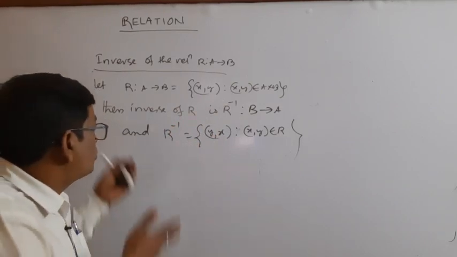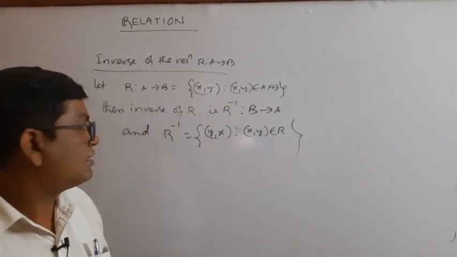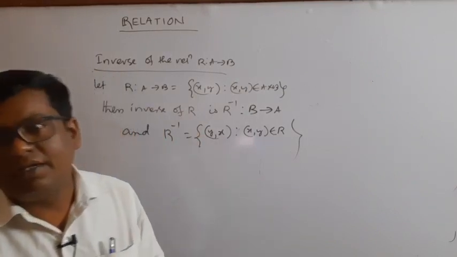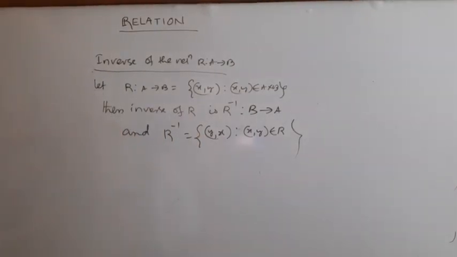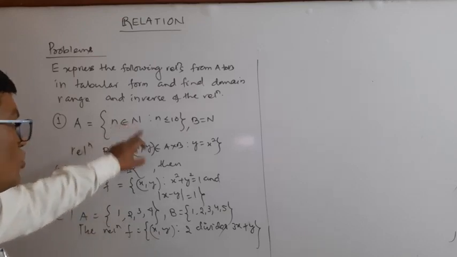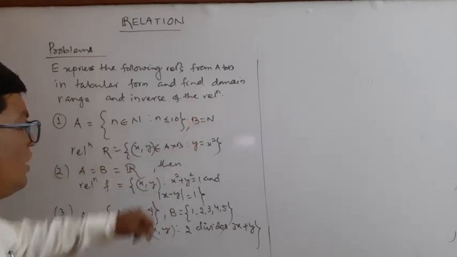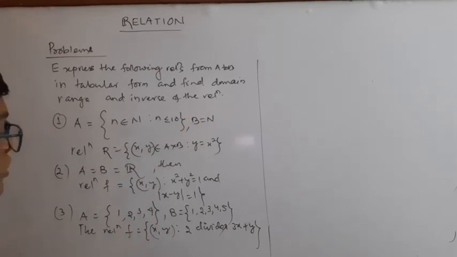Now let us do some examples relating to domain, range, and the inverse of the relation. The problem is: express the following relation from A to B in tabular form, or roster form, and find the domain, range, and inverse of the relation. First, A equals n belongs to the set of natural numbers such that n is less than 10, and B equals the set of natural numbers. And the relation R is given by (x, y) such that (x, y) belongs to A cross B such that y is equal to x square. This is the first question.